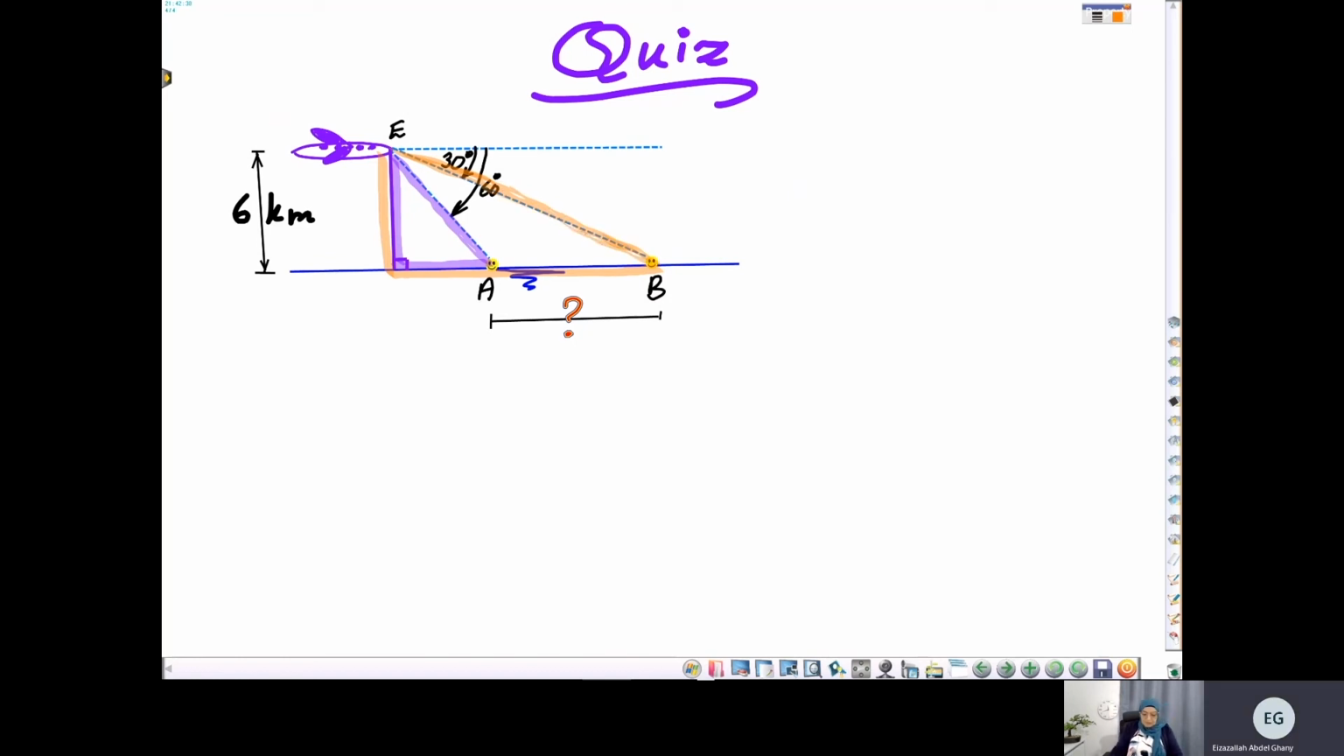Now we have two triangles, but we know nothing except the height, which is 6 kilometers. Take care that we are trying to deal with a right angle in both of them, in the purple one and in the orange one. Remember, we took an idea like that in the previous video of Pythagoras Theorem, which is a triangle inside a triangle. So now we need to know this fact and apply it.